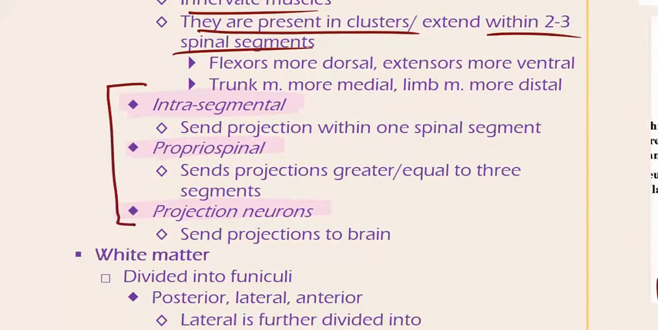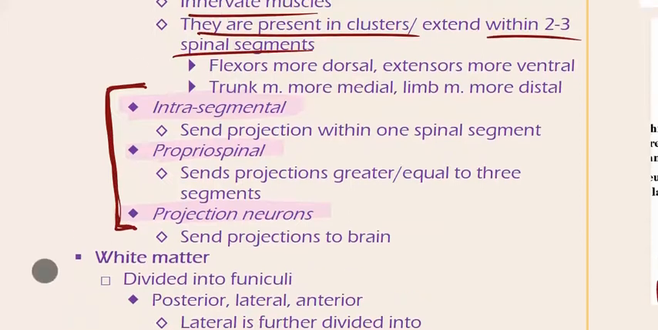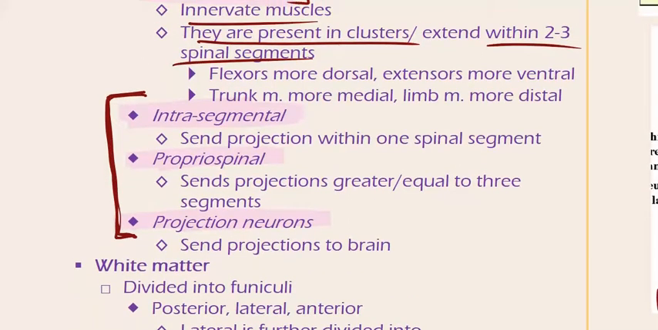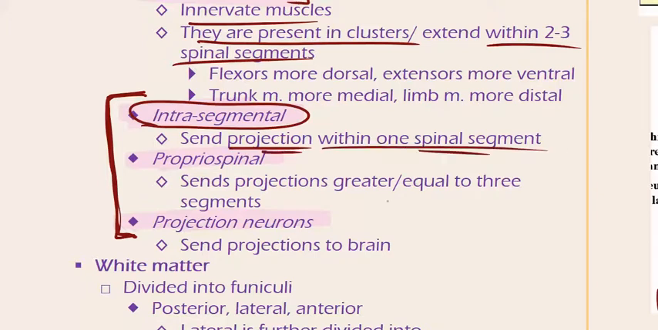These other neurons are going to be sending axons to different areas within the spinal cord or up to the brain. Intrasegmental neurons are going to be sending axons to an adjacent spinal segment, so they're sending projections within one spinal segment.